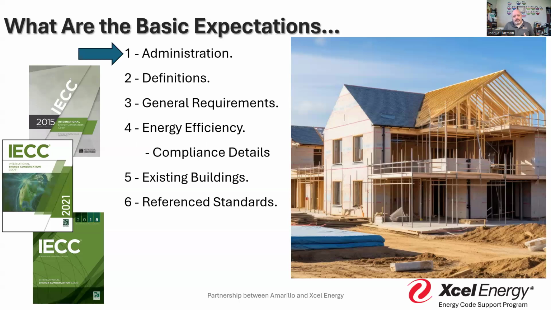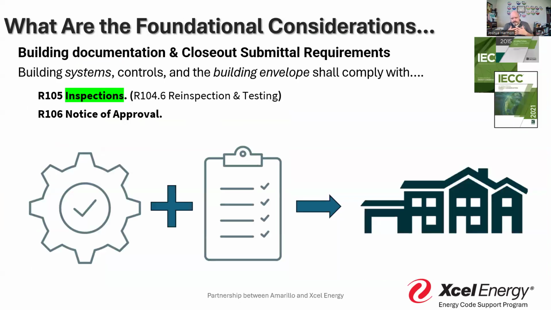Now, why are we doing this? It's because we're looking for a building that's going to be effective and efficient in its utilization of energy over its useful life. That's the purpose, the intent of the energy code. So how do we accomplish that most effectively? Chapter 1 gives us some guidance and says that the building components, the systems, the controls, the envelope, all have to comply with the expectations associated with the code.